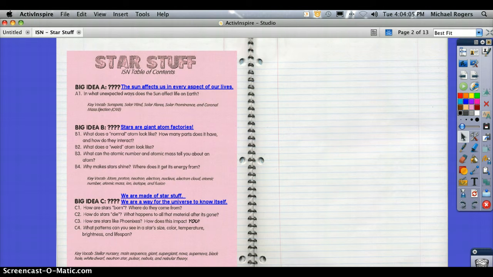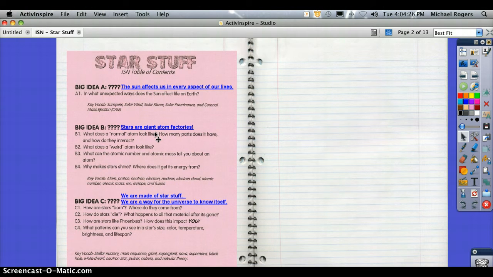So obviously on your first page of your star stuff, you'll have the table of contents, which you can see right here. Make sure that you indicate the big ideas, and I've taken a couple minutes to type those in right here. Remember, big idea A is that the sun affects us in every aspect of our lives in lots of really unusual ways too, as you'll see in the next few pages.